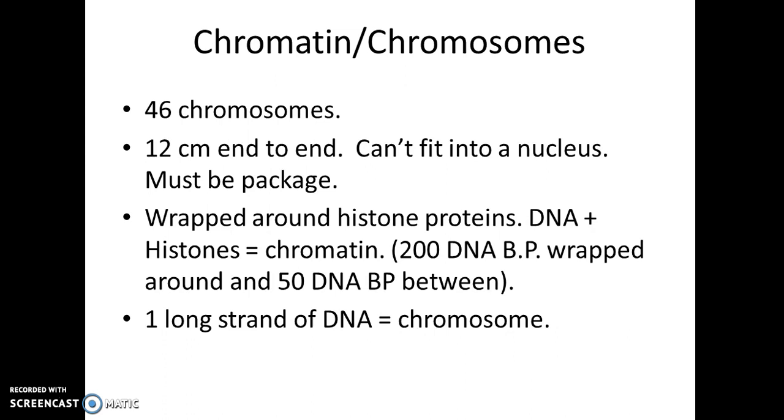And if we were to take a look at it, you have 200 DNA bases wrapped around each histone. Actually a collection of proteins. We'll talk about that much later. And there's 50 DNA bases between the histones. I can even show you in class tomorrow. Now, each strand of DNA is a chromosome. So you actually have 46 strands of DNA in each of the cells.